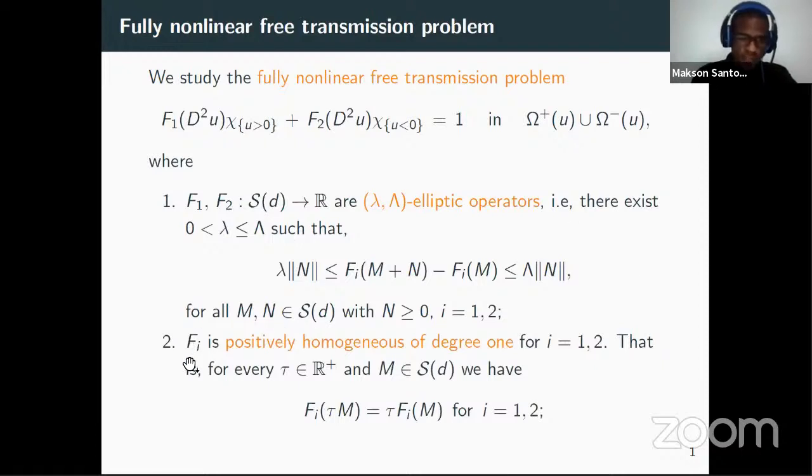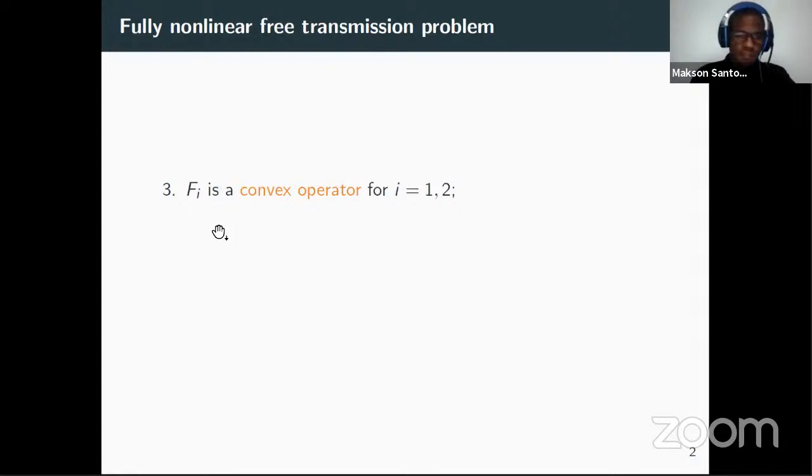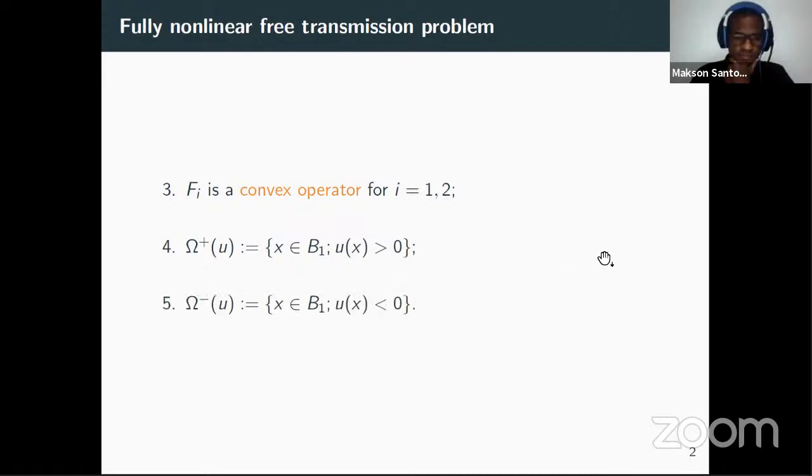Also, Fi is positively homogeneous of degree 1. That is, for every tau in R plus and M in S^d, we have this equality. In addition, Fi is a convex operator. Omega plus denotes the positivity set of U, the set where U is positive. And omega minus denotes the negativity set of U, the set where U is negative.